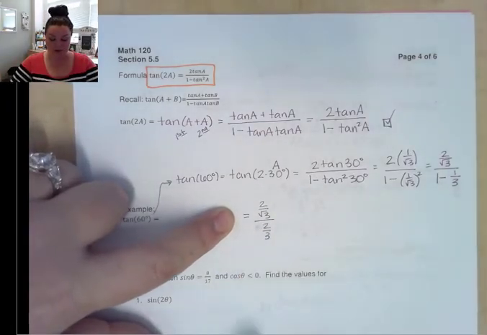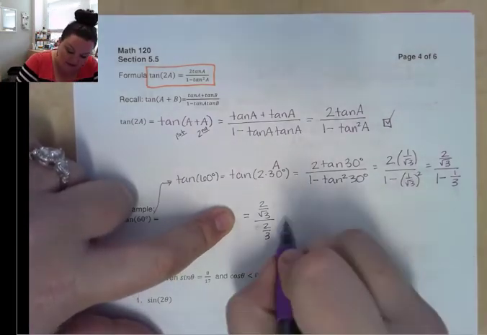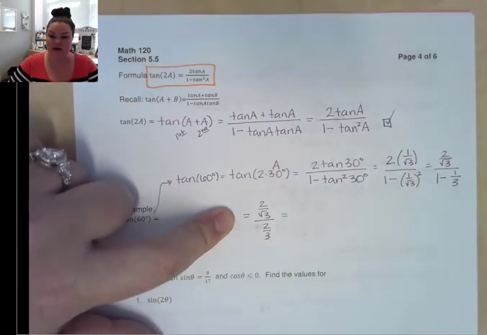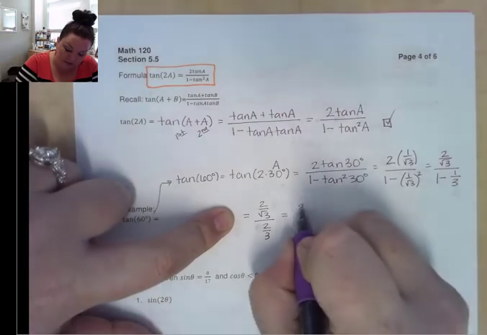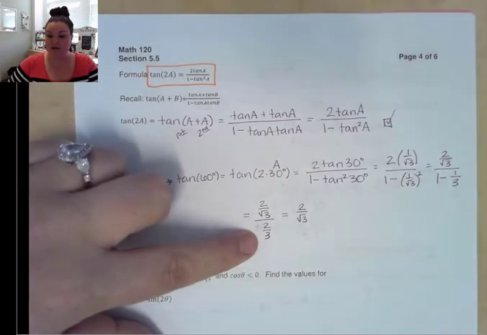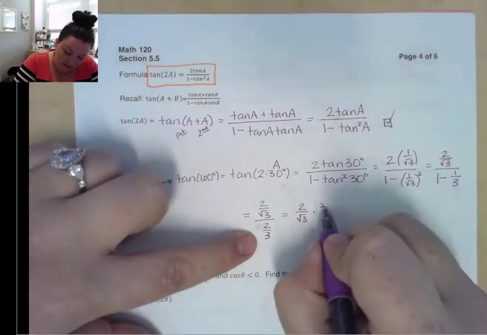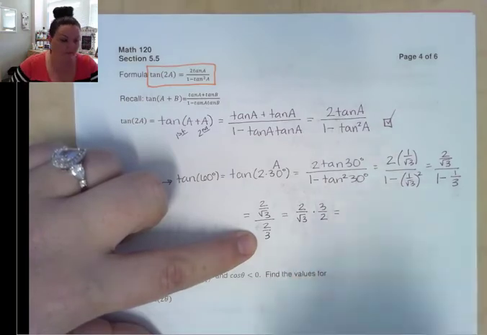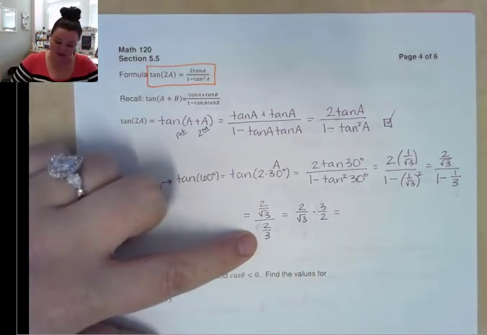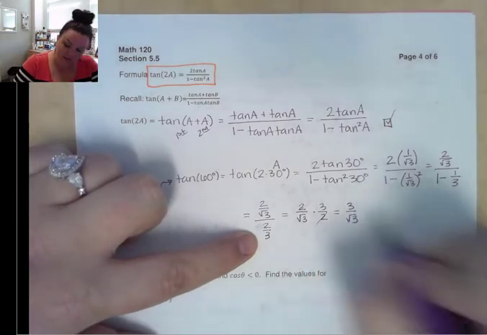Okay, and then remember, when I have a fraction over a fraction, that means I'm dividing fractions. And the way that we divide fractions is we flip and multiply by the reciprocal of the fraction that we are dividing by, right? So here I'm going to multiply by 3 over 2. And when I do that, I should be able to now cancel these 2's. So I end up with 3 over the square root of 3.